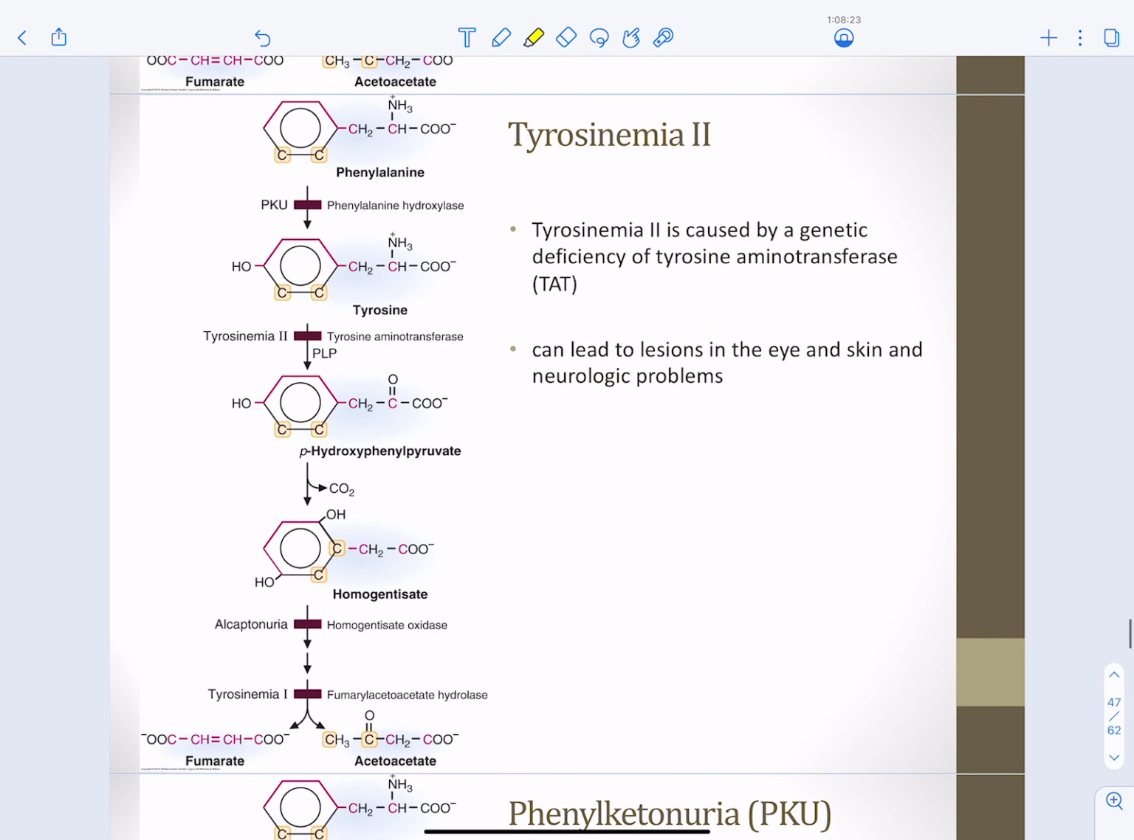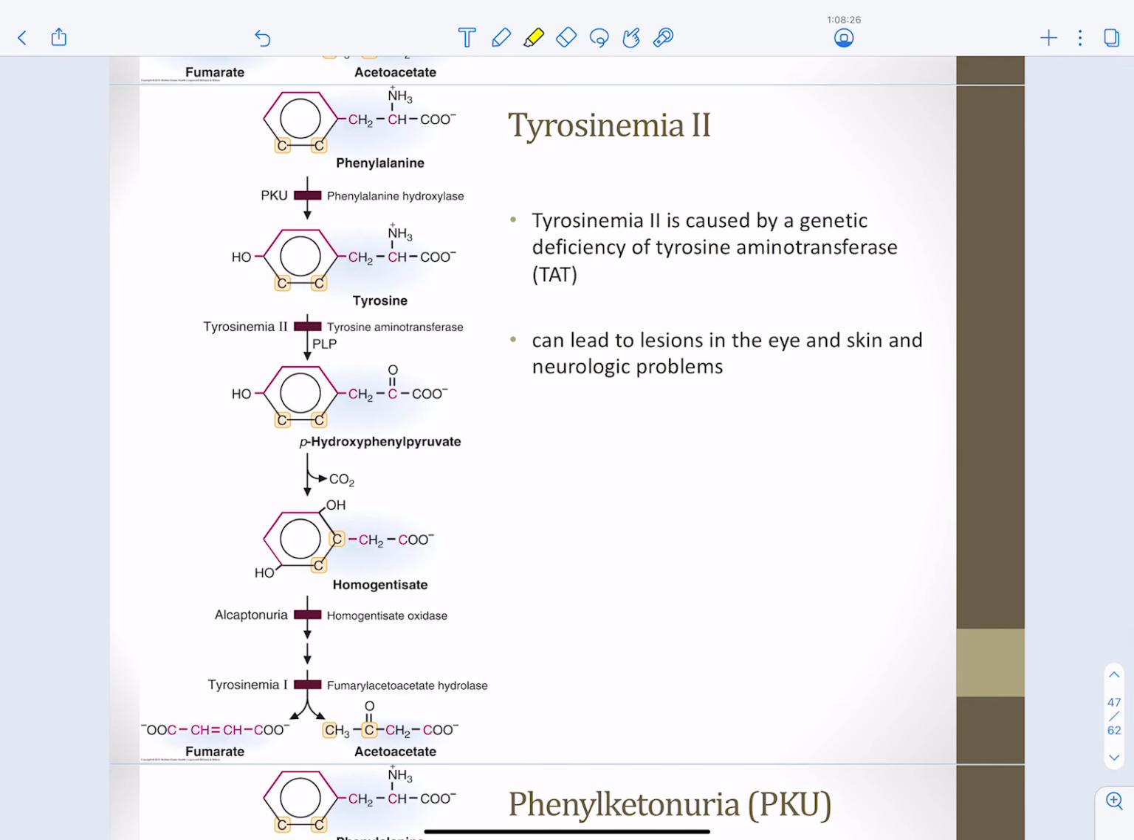Tyrosinemia type 2 is going to be in a tyrosine aminotransferase, so that's up here. And so in this case, you get a buildup of tyrosine, and tyrosine buildup can lead to phenotypes that are presented in the skin and the eye. However, tyrosine does have other pathways it can go. It can go to melanin, for example. So there are other pathways, so it's not going to be as deleterious as more enzyme deficiencies downstream of this point.